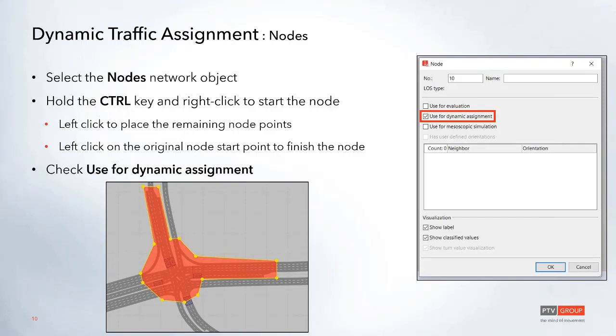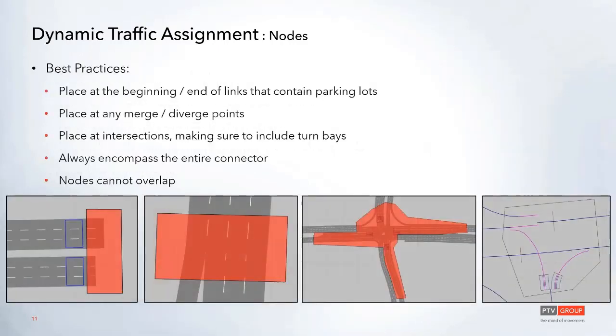Nodes will be added by selecting the nodes network object on the left-hand toolbar. And then if you hold the control key and right click, you can place that node start point. And then you can just left click to place all of these remaining points around that particular decision point. And then once you have your node selected, you'll just want to make sure you have the option to use for dynamic assignment checked.